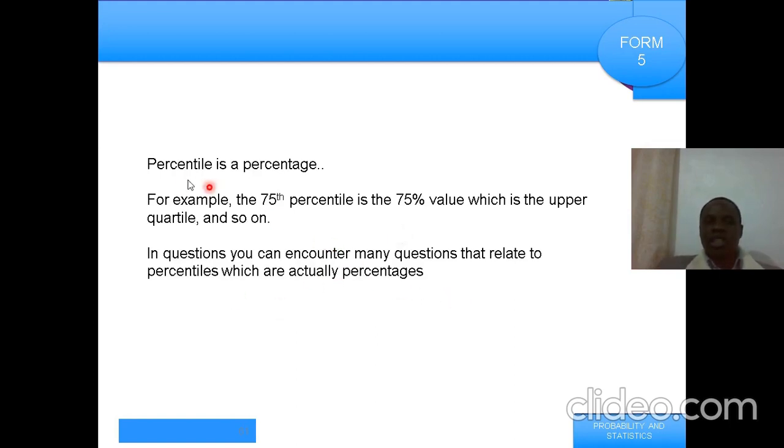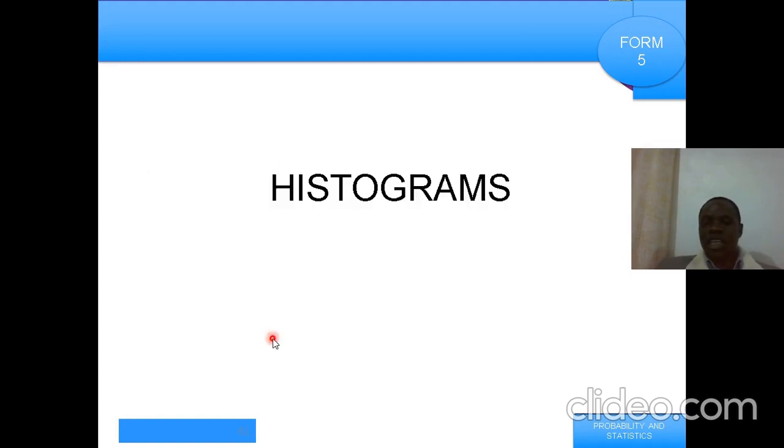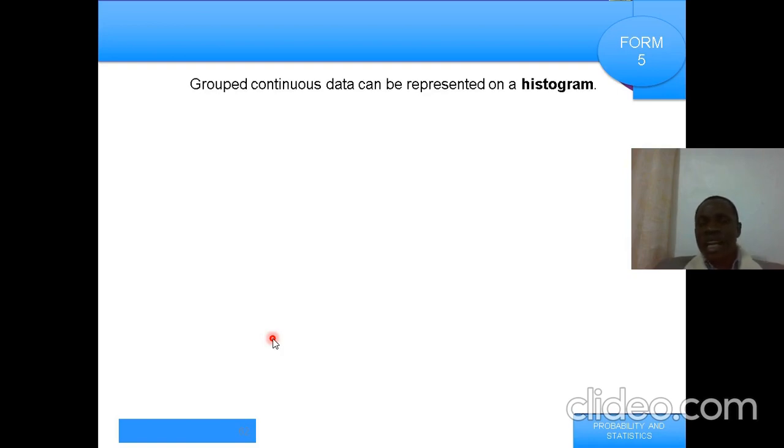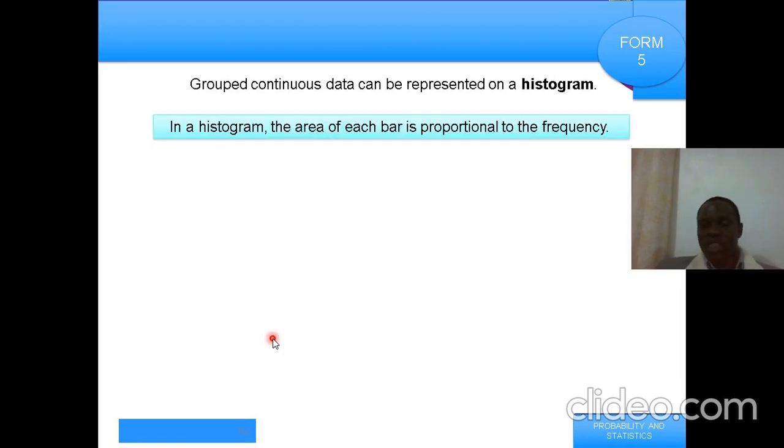Okay, so those are percentiles. Percentiles are just percentages of the cumulative frequency. Let's go to histograms. Histograms are like bar charts, except they use continuous data. Now, continuous data is what we've already experienced. Okay, now let's look at a histogram specifically.